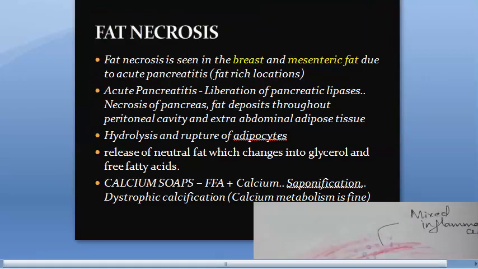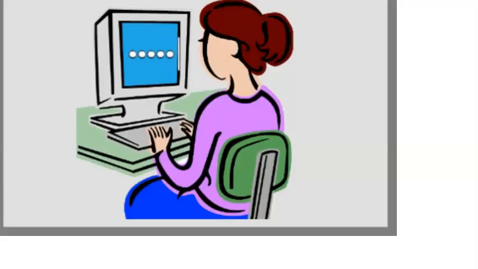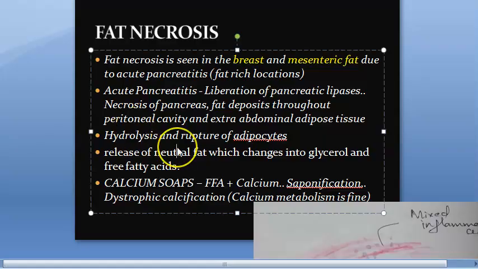So how many people are understanding fat necrosis and how many people are sleeping? What about you guys? So, okay, now we are discussing fat necrosis.